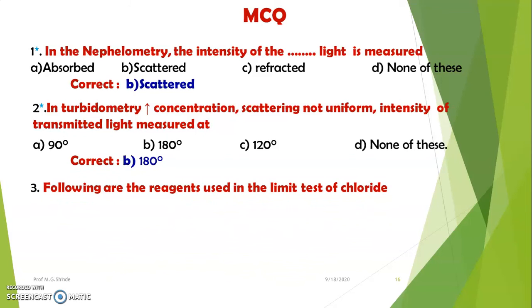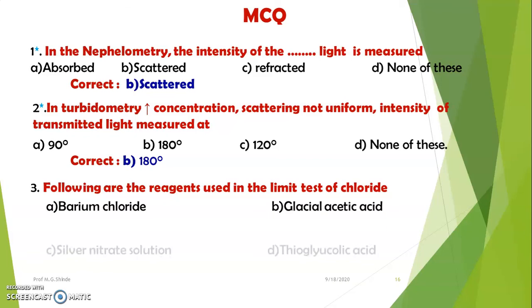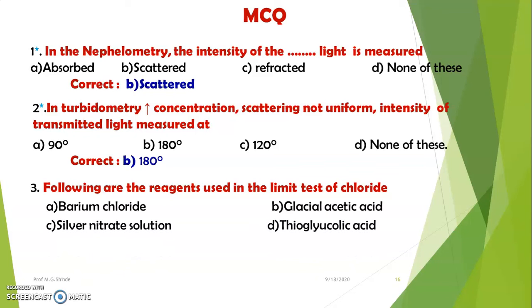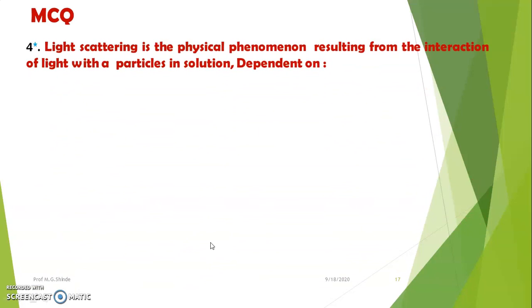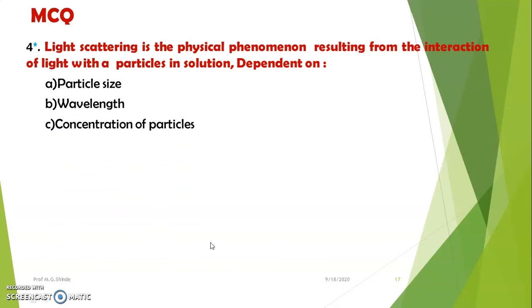The following reagents are used in the limit test of chloride: barium chloride, glacial acetic acid, silver nitrate solution, thioglycolic acid. So the correct option here is silver nitrate solution. Last MCQ. Light scattering is a physical phenomenon resulting from the interaction of light with the particles in solution. It depends upon particle size, wavelength, concentration of particles, or all of the above. The correct option here is all of the above.